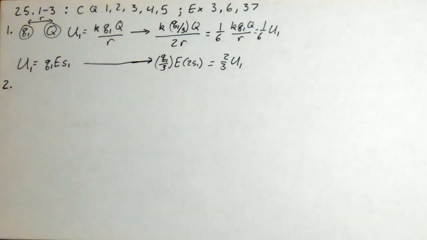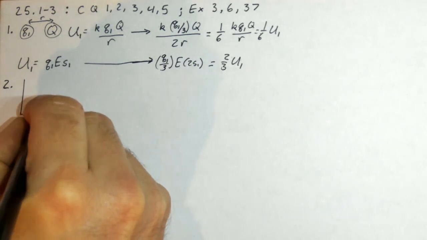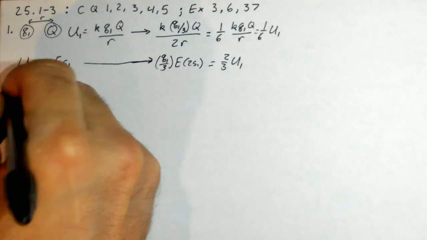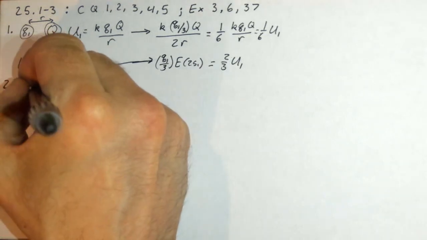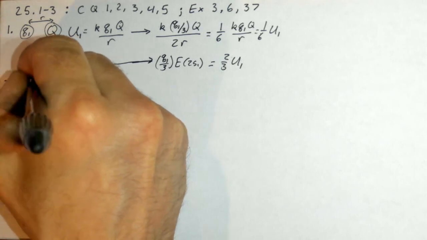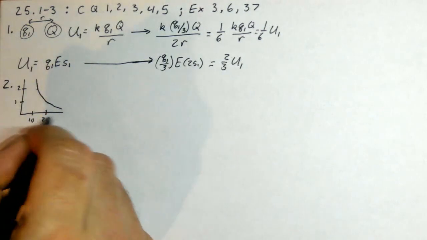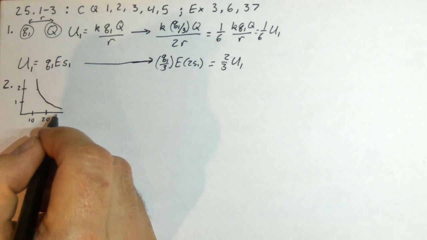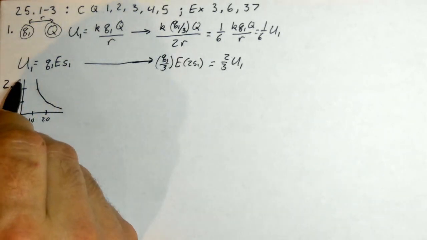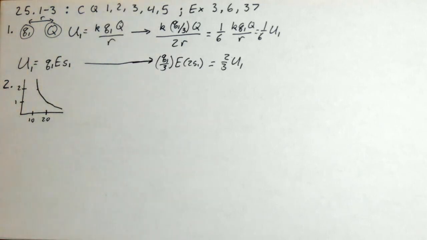Okay, so number 2 has that graph. The graph is about like this. I'm going to draw a 20 and a 10, a 1 and a 2, and the graph looks something like that. The units here are in femtometers, or 10 to the negative 15 meters, and the units here are in 10 to the negative 12 joules. So I'll leave you again, reference your picture.